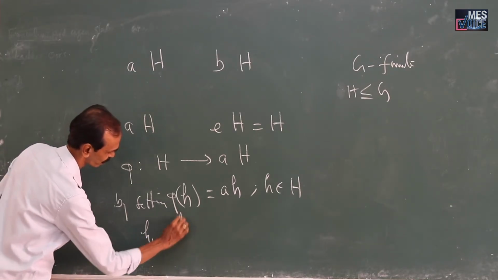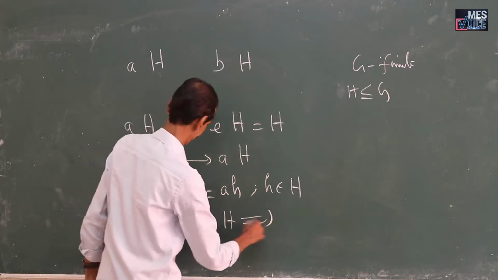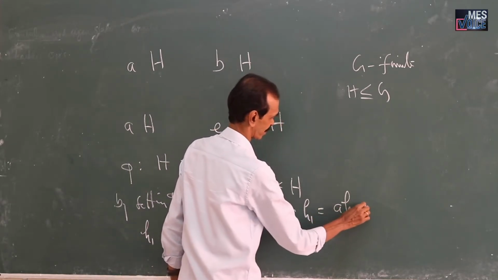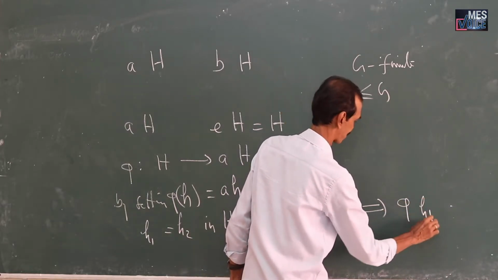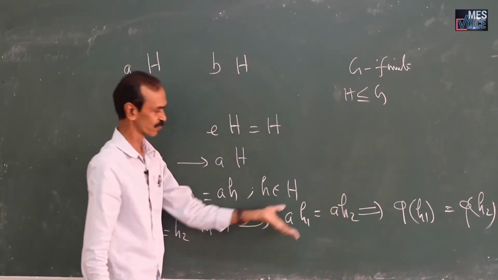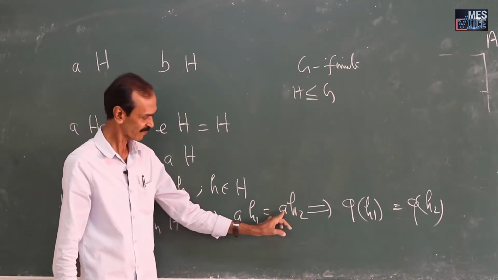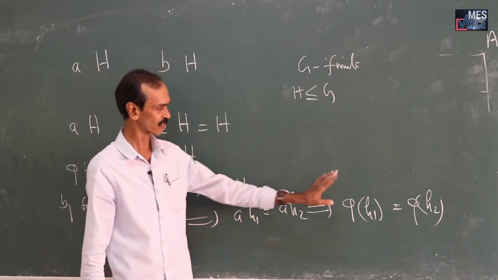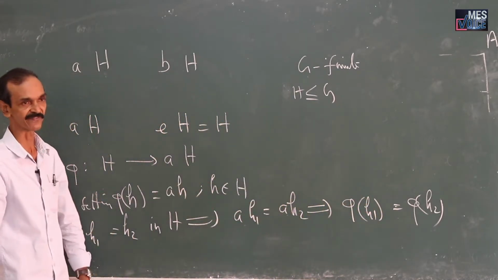Suppose h1 is equal to h2 in H, then ah1 is equal to ah2, which implies phi of h1 is equal to phi of h2. Very simple to understand. See the steps. h1 and h2 are equal, then by left multiplication by a, ah1 is equal to ah2, but ah1 is phi of h1 and ah2 is phi of h2. So, phi of h1 is equal to phi of h2. What does it mean? This shows that the rule phi is well defined.